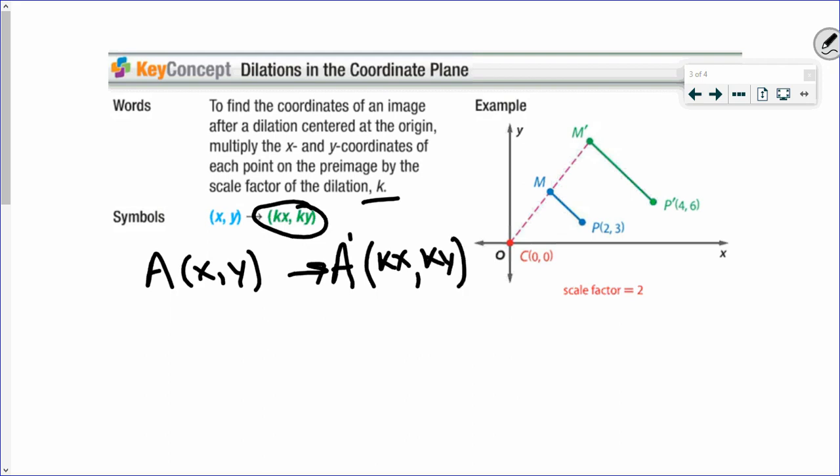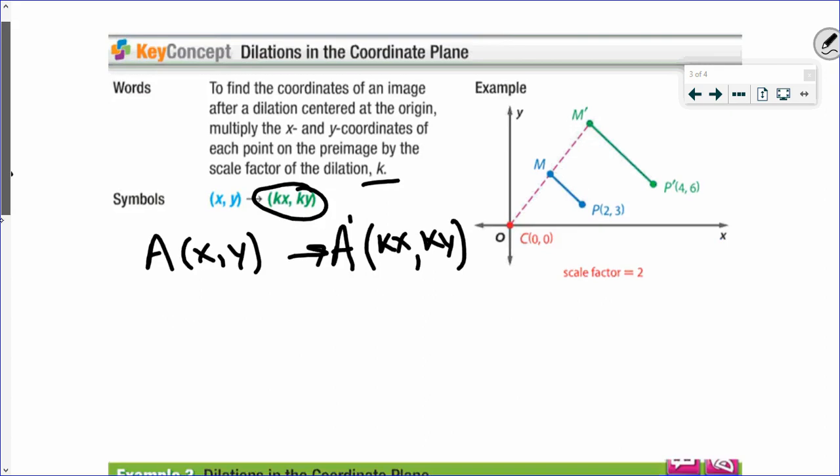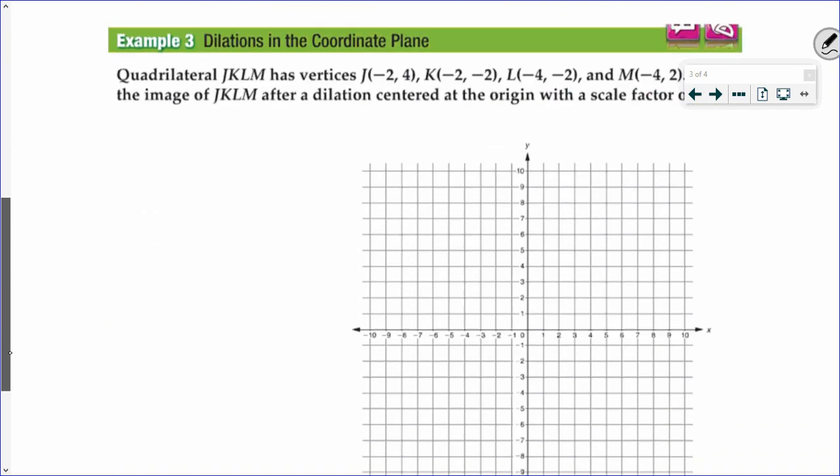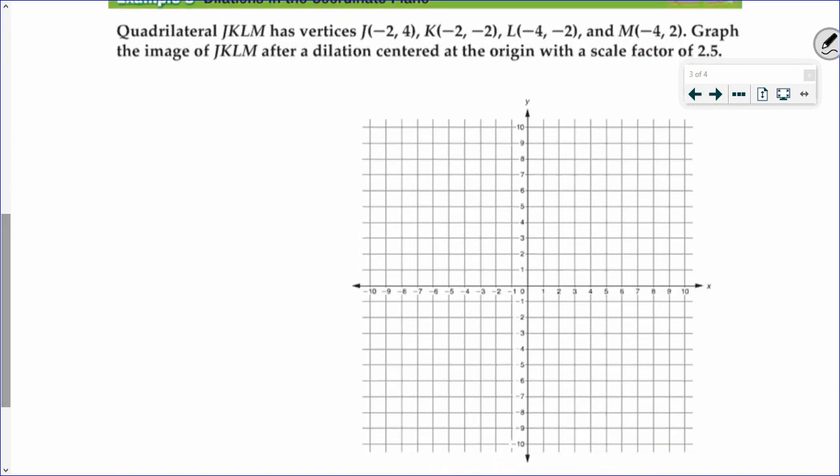Just multiply the scale factor times the x, multiply the scale factor times the y. Right? And so we've got an example of this here. We've got quadrilateral JKLM, which has vertices J, K, L, and M. Graph the image of JKLM after a dilation centered at the origin with a scale factor of 2.5.